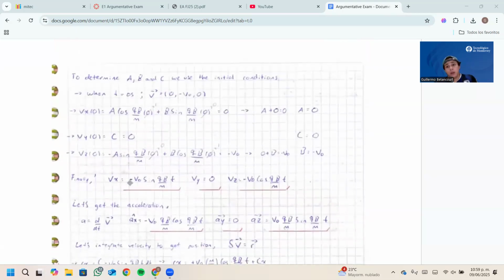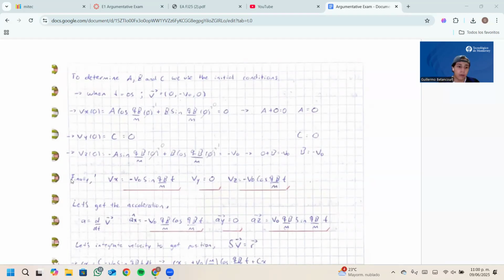And then a very important thing is to determine A, B, and C. So we are going to make use of our initial conditions. So we are going to put all our velocities at time zero. From this, we know that A is equal to zero, C is equal to zero, and B is left with minus initial velocity. So finally, we can substitute our A, C, and B values on our final velocity from our three X, Y, and Z.